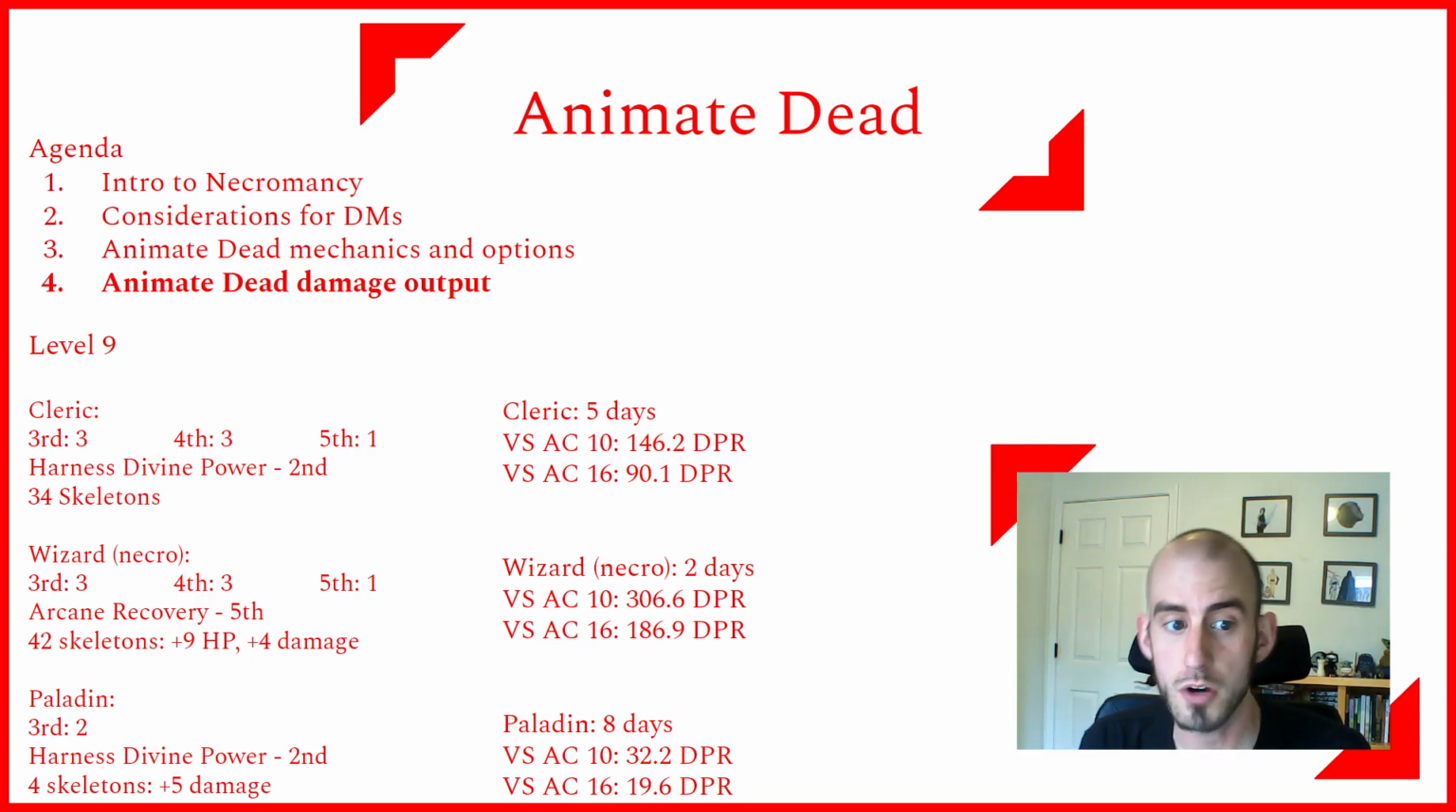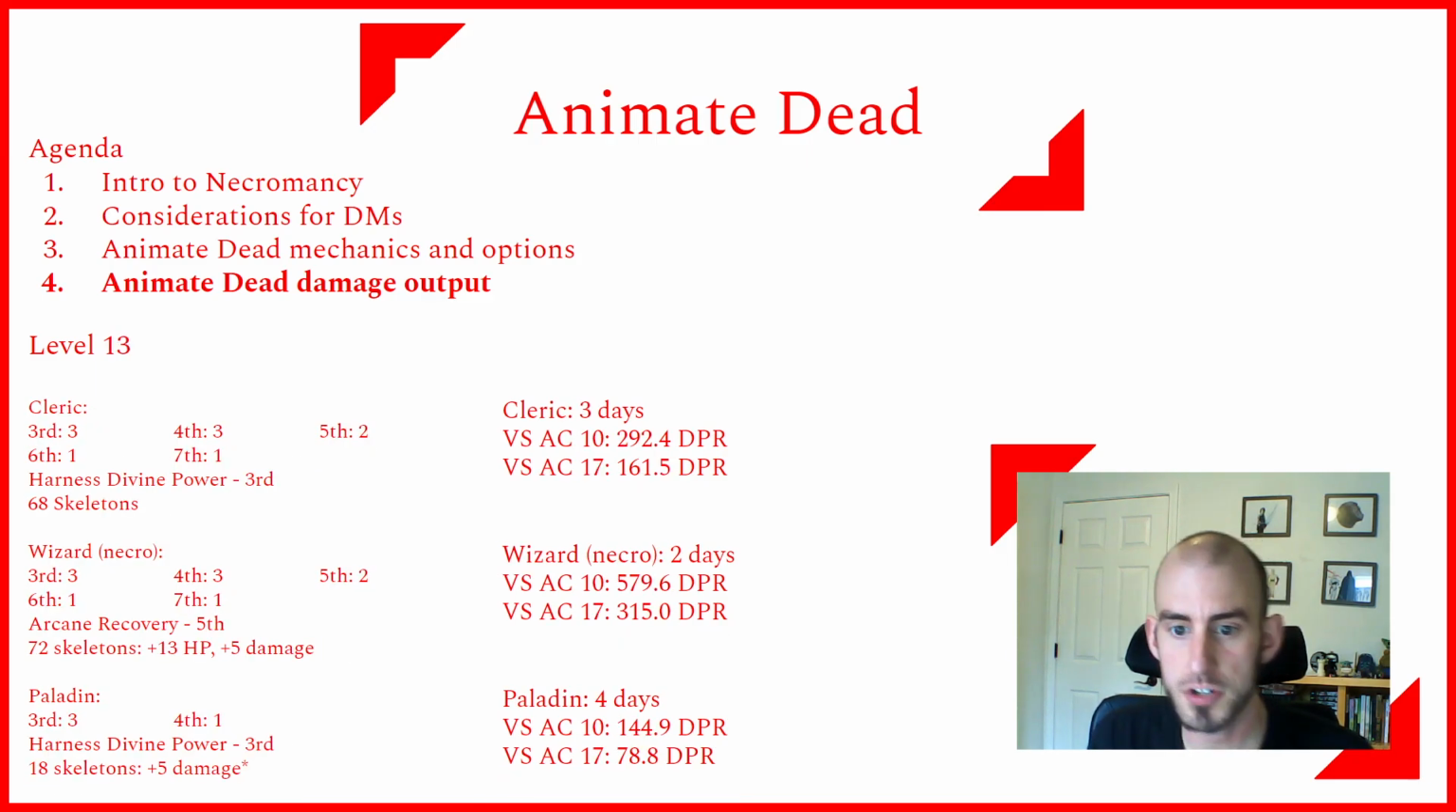Now, our Paladin Oathbreaker at this level, they can get 4 skeletons because they only have 2 3rd level slots, but they would have their Aura of Hate, and I'm going to assume that that gives their skeletons +5 damage. And as you can see, their damage numbers are pretty low, 32.2 and 19.6 against the higher armor class.